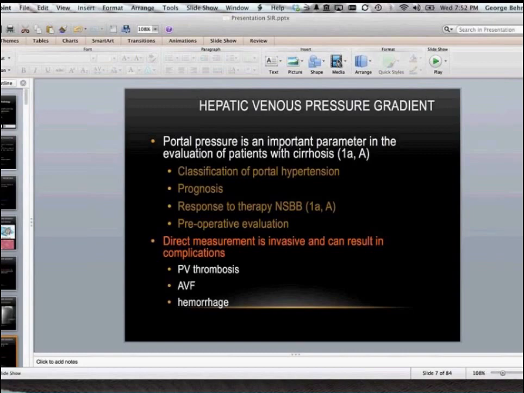So again, this is just a summary of all the different treatment options that we have in interventional radiology to treat patients who present with complications of portal hypertension. Do you have any questions?